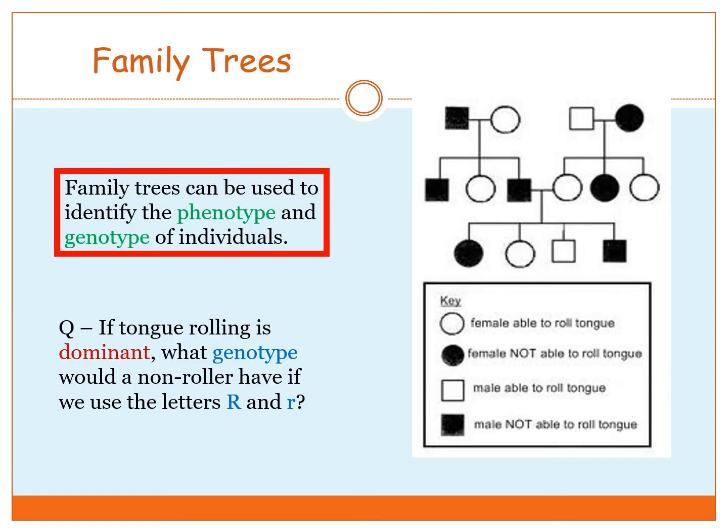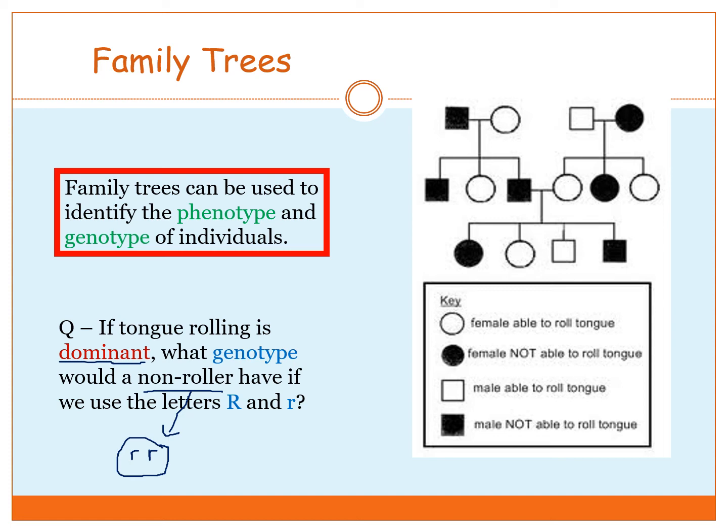Family trees can be used to identify the phenotypes and genotypes of individuals. So the question is, if tongue rolling is dominant, what genotype would a non-roller have if we use the letters capital R and small r? So we know that the dominant form of the gene is always going to be the capital letters, and we know that the recessive form of the gene, which is your non-roller, would have to be 2 small r's. So all of the ones that are recessive have to have 2 small r's.